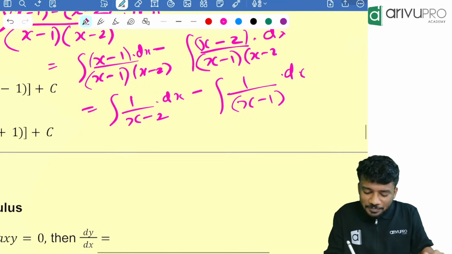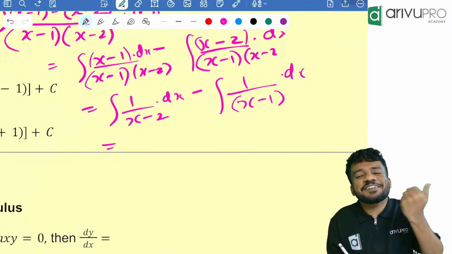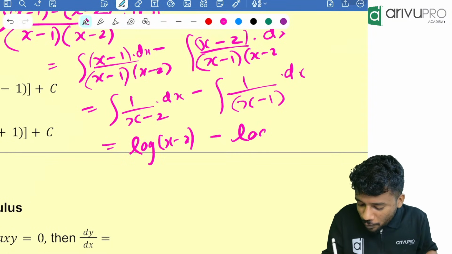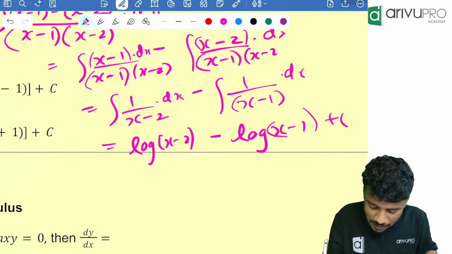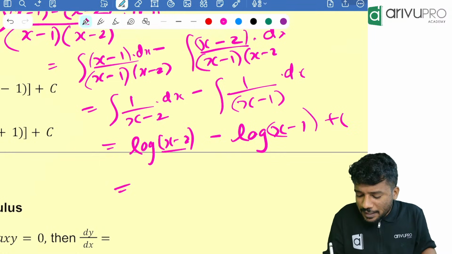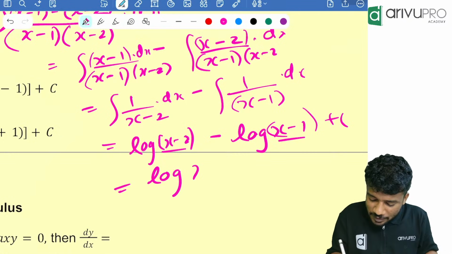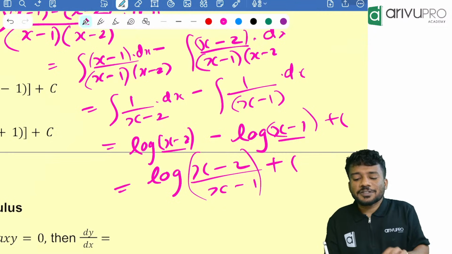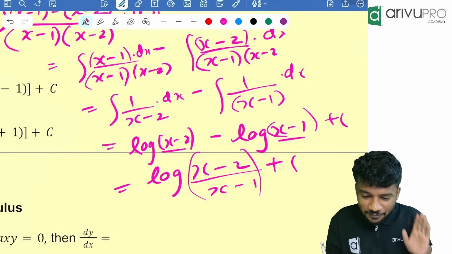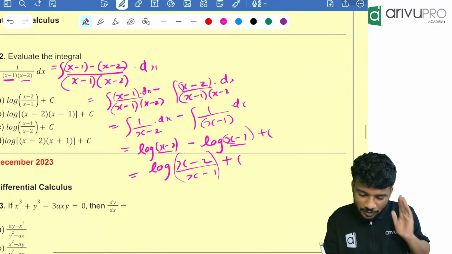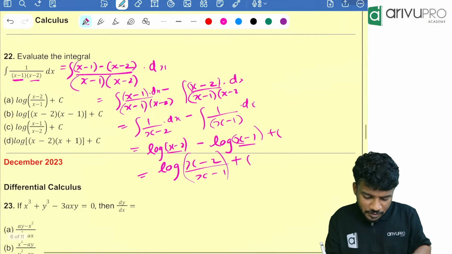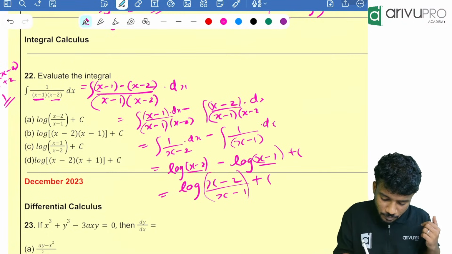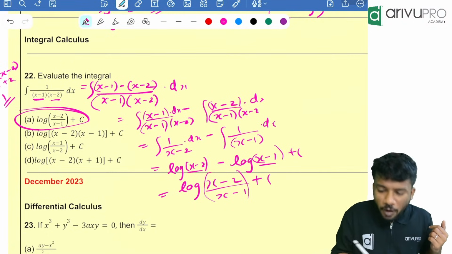Now people, from this it will become what? Integral of 1 by (x minus 2) is log of (x minus 2), minus log of (x minus 1), plus c. Now people, log of a minus log of b is what? Log of (x minus 2) divided by (x minus 1), the entire thing plus c. Correct? Is everything fine with you guys? Which option is the answer? Option A, (x minus 2) divided by (x minus 1), is the answer.